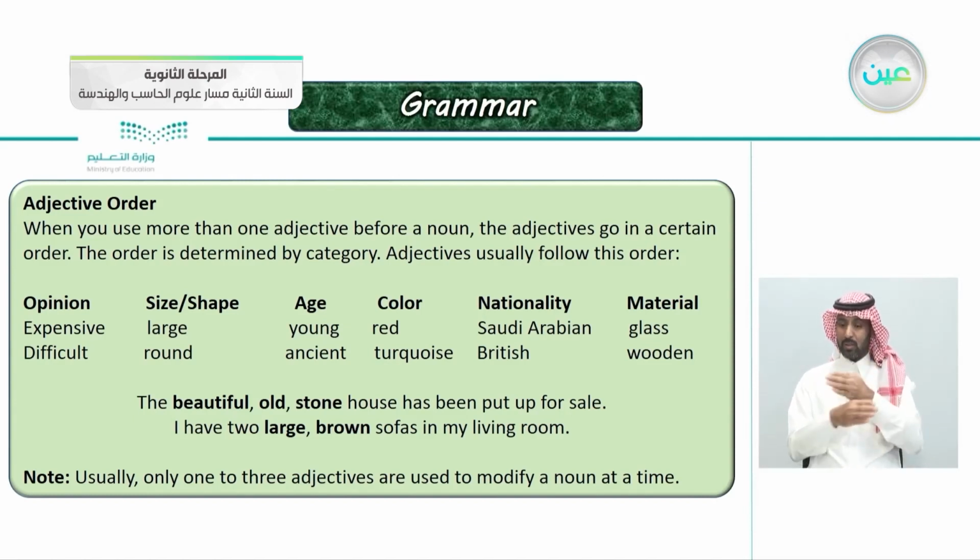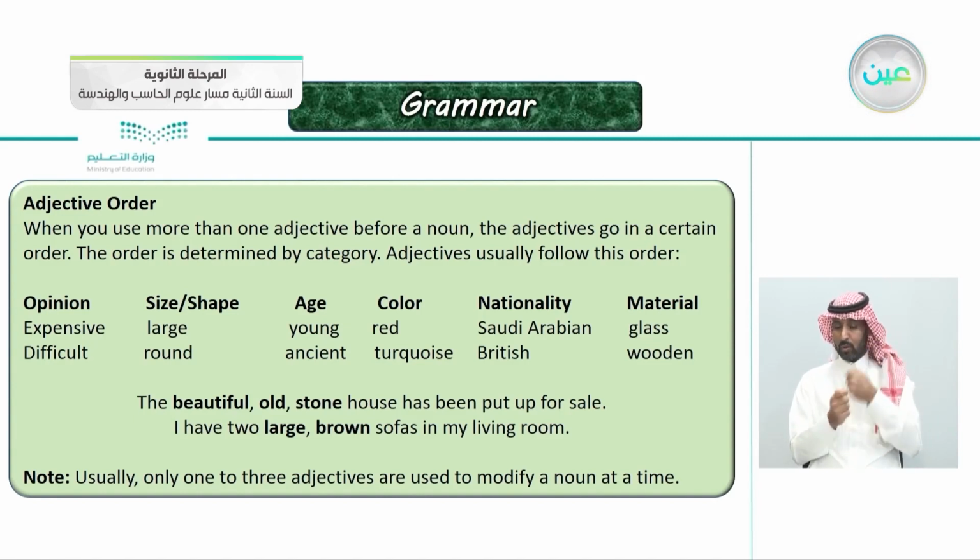So when he says here it's determined by category, this is what he meant. For example, here, the beautiful old stone house. The beautiful, this is an opinion. Old, this is an age. Then the stone, this is a material. So opinion, then age, old, then stone, the material, and we're describing the house. Again, the beautiful old stone house has been put up for sale.